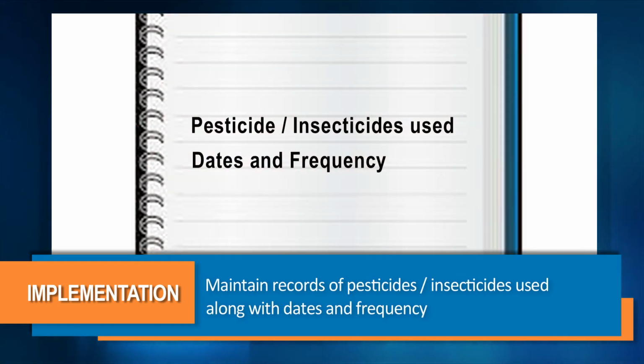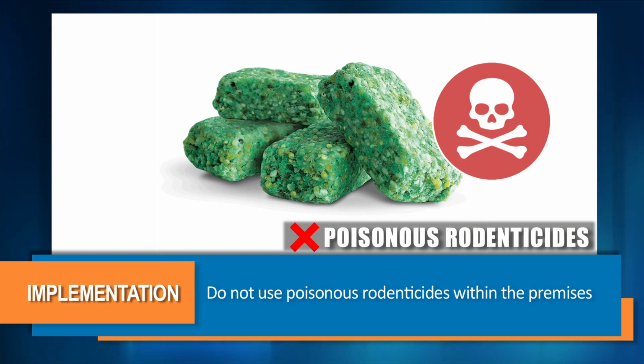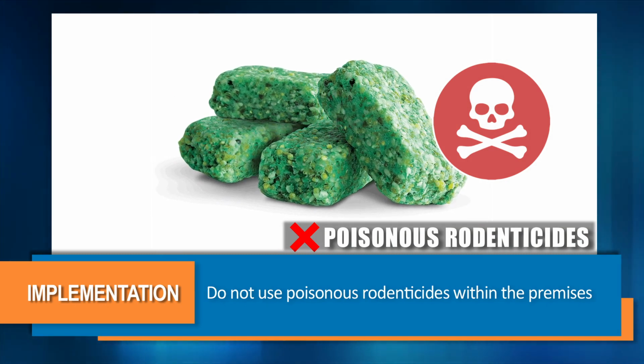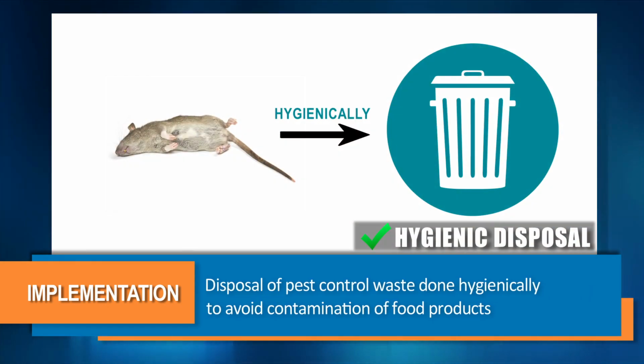Records of pesticides or insecticides used along with dates and frequency shall be maintained. Poisonous rodenticides shall not be used within the premises. The disposal of pest control waste shall be done hygienically to avoid contamination of food products.